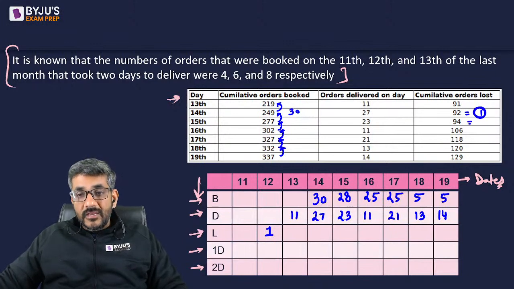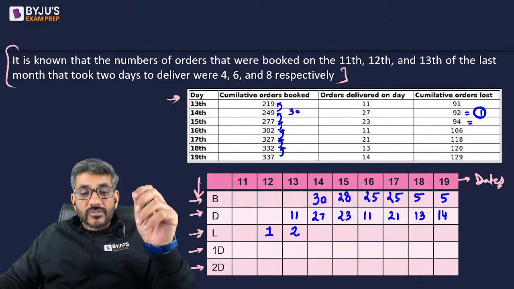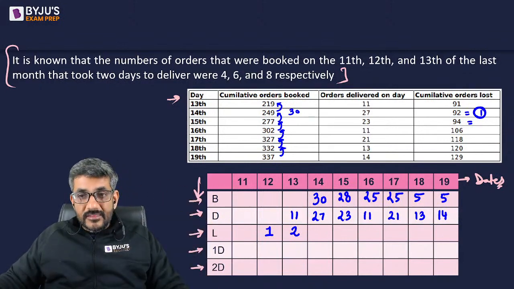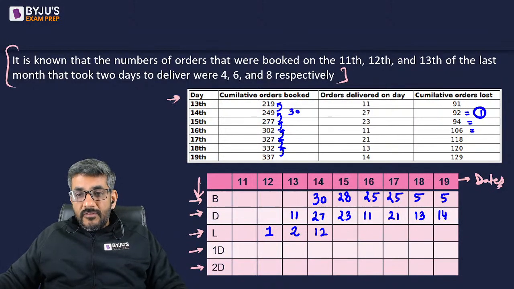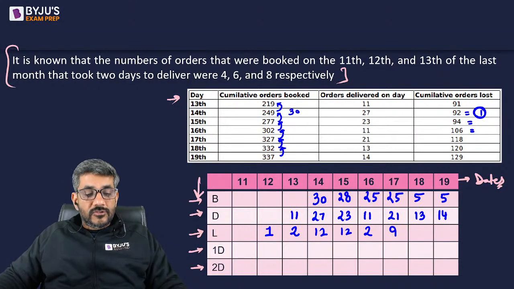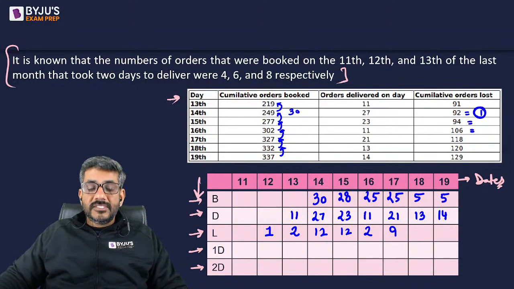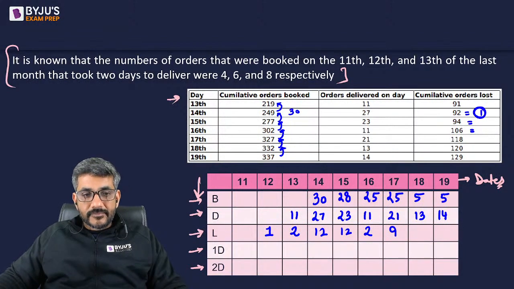By the same logic, 94 minus 92, two orders which were marked lost on 15th, were booked on 13th. Similarly, 106 minus 94 is 12, 118 minus 106 is 12, 120 minus 118 is 2, and 129 minus 120 is 9. This is all the information we have had till now.